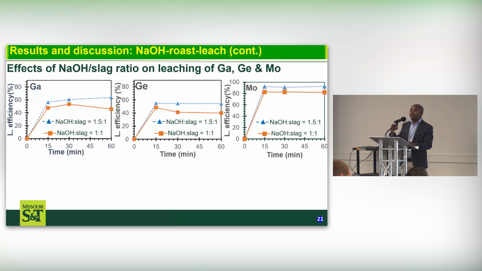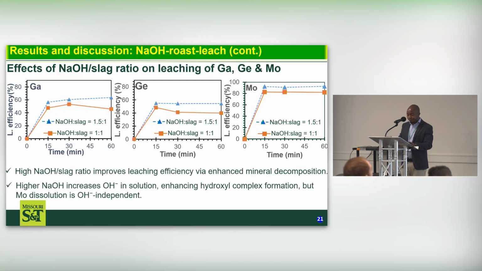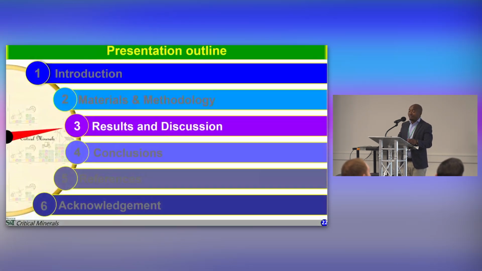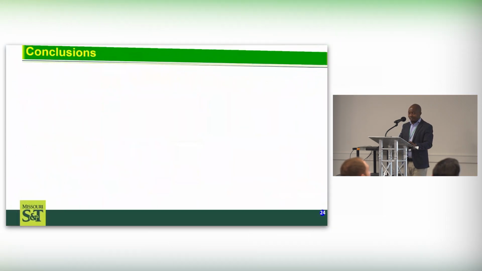We then checked what happens to the leaching efficiency if we increase the amount of sodium hydroxide during roasting. We found that the leaching efficiency increases. This is because the sodium hydroxide increases the amount of OH, and the leaching efficiency of these elements is due to the formation of elemental hydroxyl complexes. So when you increase the amount of it, it increases leaching efficiency and perhaps increases the decomposition efficiency of the host minerals. Having said that, let me now move to the conclusion of the comparison.